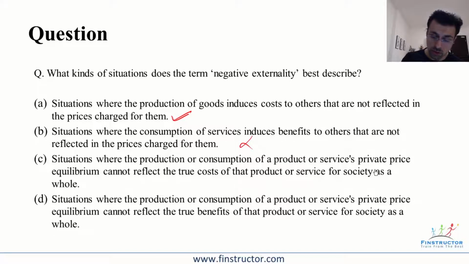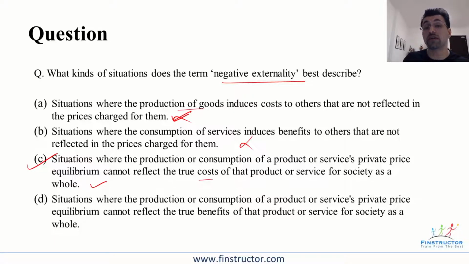A situation where the production or consumption of a product or service's private price cannot reflect the true cost to the product, service or society as a whole. Yeah, this is a more exact definition. That is true, so C is the more precise answer. The negative externality is that the price is not completely reflecting the external costs.